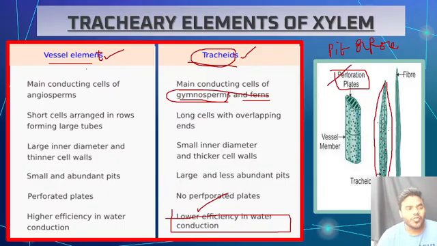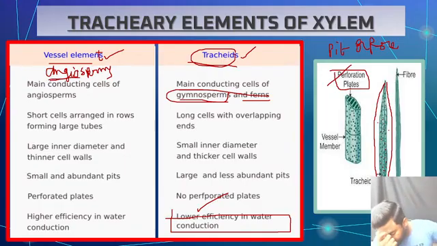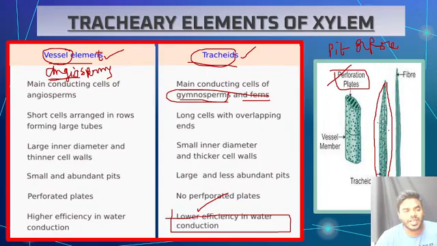Next one, friends, vessel elements. Angiosperms. Friends, what is the full form of angio? Angio is the vessel-like structure. So angiosperms are the ones where the vessel elements are present. Friends, easy to compare. We read that tracheal elements are elongated structures, but they are very short. They are shorter but wider. Very simple point.